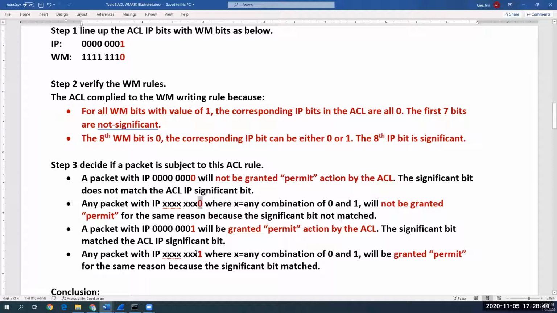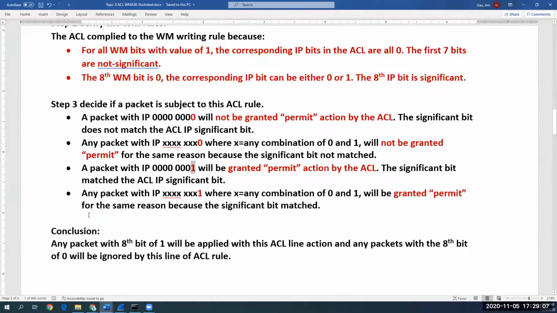Whatever the X in the front, it could be any number. So it doesn't have to be 7 zeros here. This 7 zero is not significant. We don't care. It could be any combination. As long as the significant bit here matches the one in the rule, then this ACL will be applied to you. And of course, we say permit. Therefore, you will be permitted.